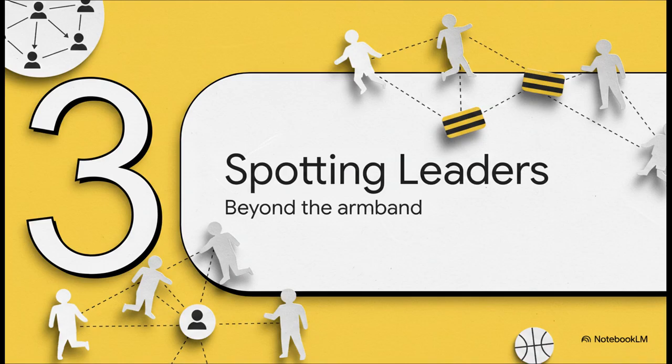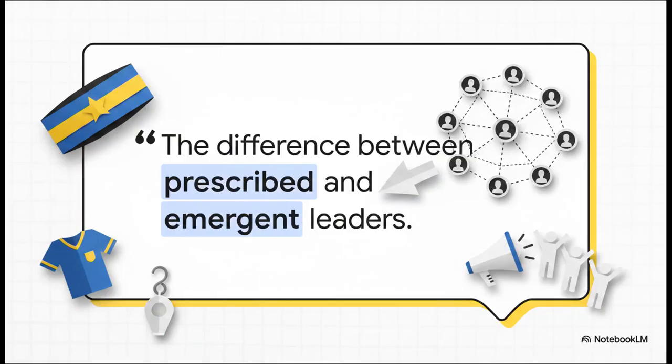Section 3. Spotting the real leaders. The armband doesn't tell the whole story. Because as any athlete knows, the player wearing the captain's armband isn't always the one pulling the strings. A sociogram reveals the true, invisible hierarchy of a sports group.